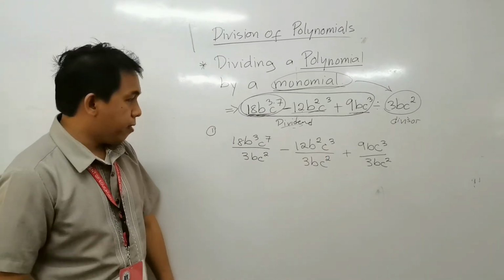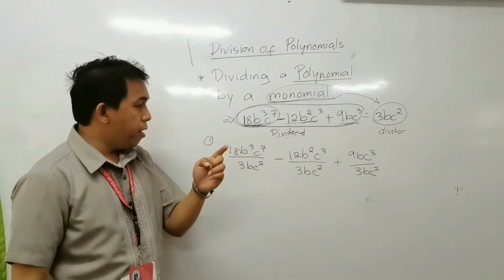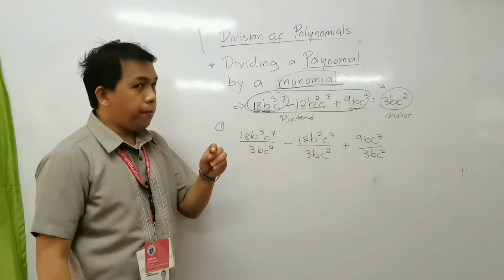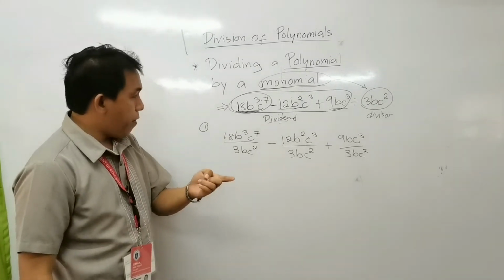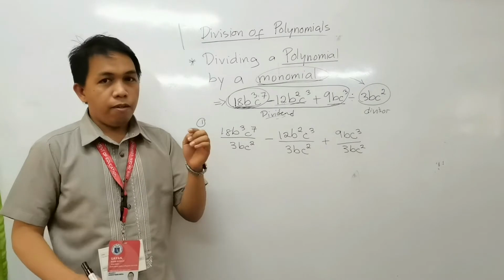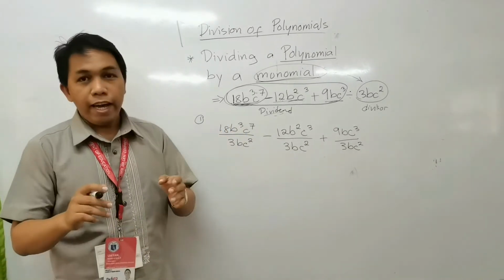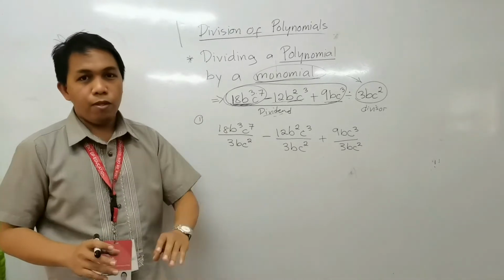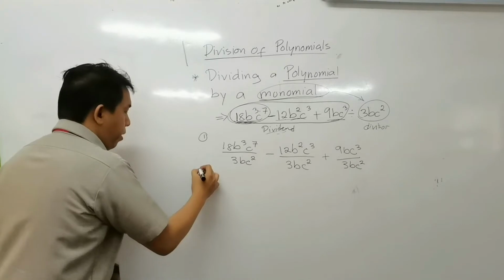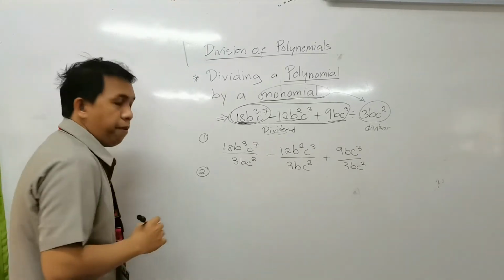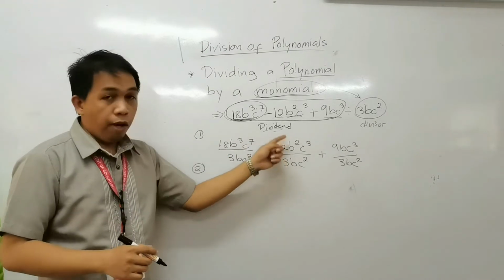Next would be the method of dividing. We can only divide the numbers; we cannot divide the numbers and the variables together. So all we need to do is to divide the numbers first. So the second step is to divide the numbers. As you can see here, these numbers are factors.